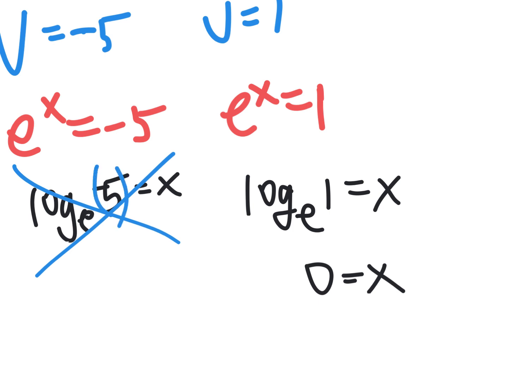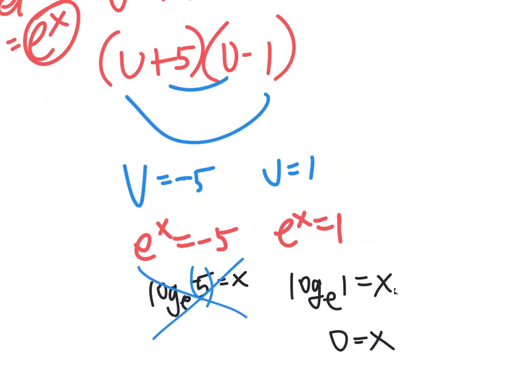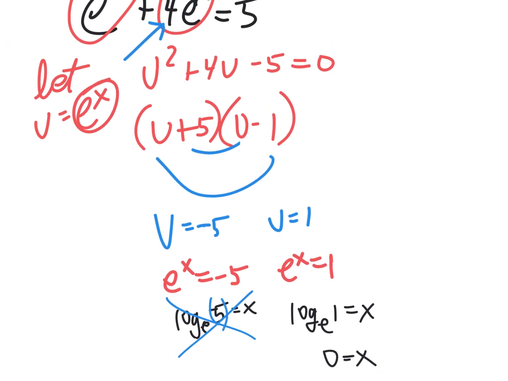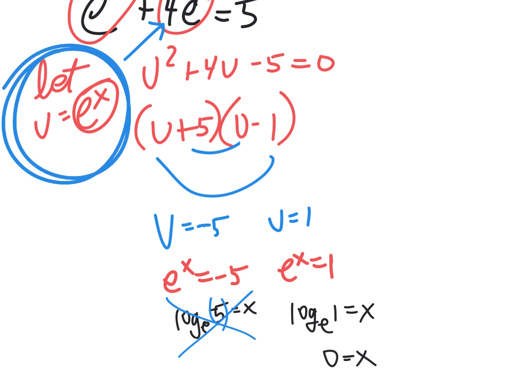Yes? Would you lose points if you didn't write the "let" part? I'm trying to get you ready for the AP test. On the AP test, this is an approved strategy, it's a good strategy, something you should use. But if you don't say let u equal e to the x, you would lose points there, because you just magically change something into a u without saying what you did. It's like not showing your work. So yes, you'd have to have this. I'll have to decide, if a kid forgets that, how much that's going to cost them.